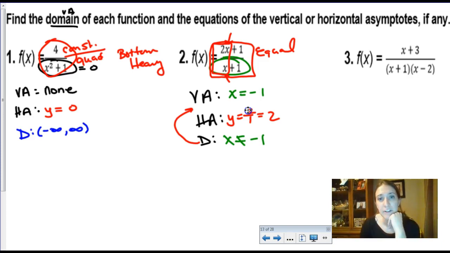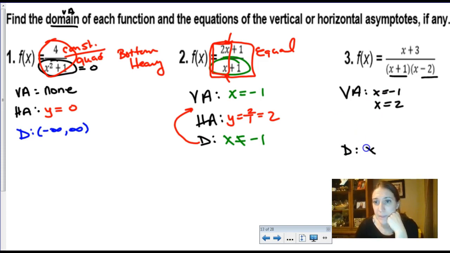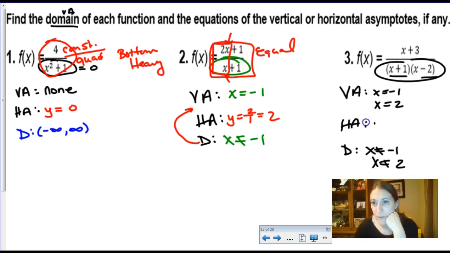If they asked me to graph it, I sure could, but they didn't, so move on. And then here, the vertical asymptotes would be the solutions to these guys. So x equals -1 and x equals 2, which for my domain means x cannot be -1 and x cannot be 2. And then for my horizontal asymptote, this is a quadratic down here. This is definitely bottom heavy. So my horizontal asymptote is going to be flattened out at y equals 0. Bottom heavy.